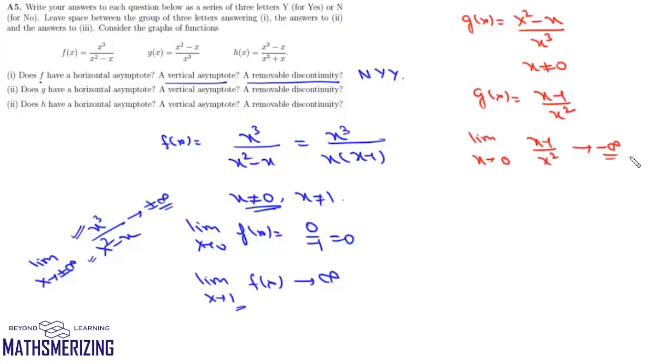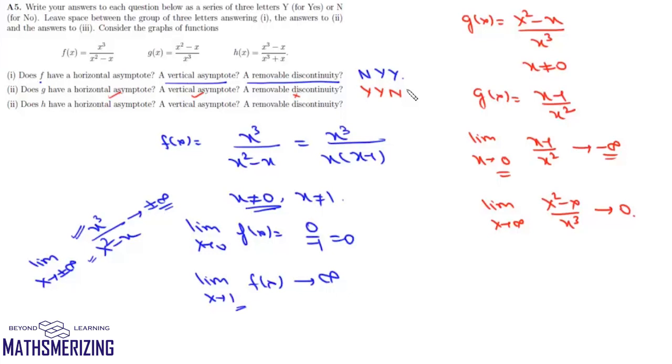So that means this function has a vertical asymptote at x equal to 0 and it doesn't have a removable discontinuity. Now what about the horizontal asymptote? So we'll take this limit, x tends to infinite, (x square minus x) upon x cube. Now here the power in the denominator is greater than the power in the numerator. So this limit approaches 0. So this function g has a horizontal asymptote, it has a vertical asymptote, but it doesn't have a removable discontinuity. So the answer for the second part will be yes, yes and no.